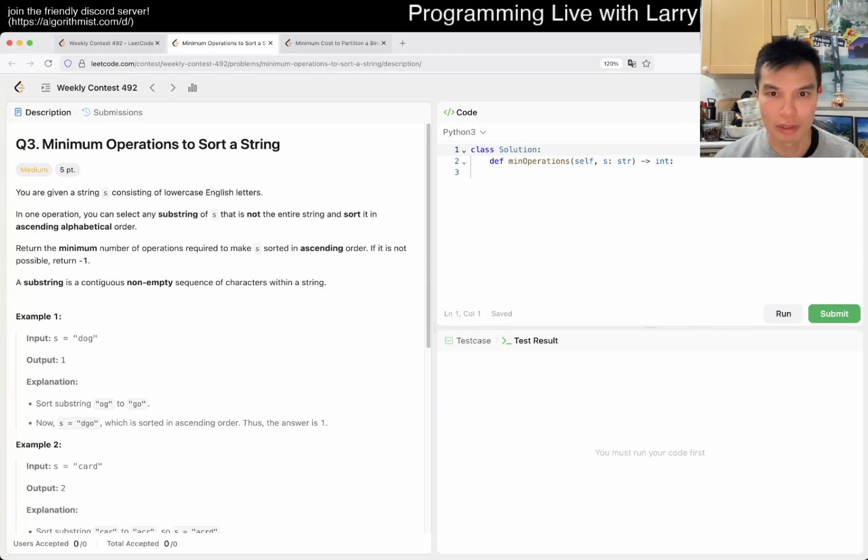Got lucky on the examples. I had to check it anyway. And why don't we select any substring of S that's not the entire string and sort it in ascending order.